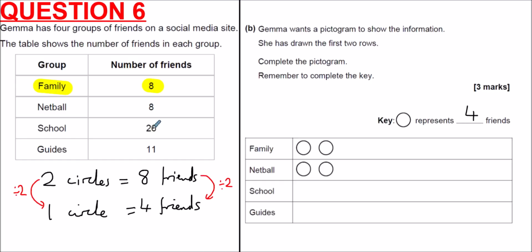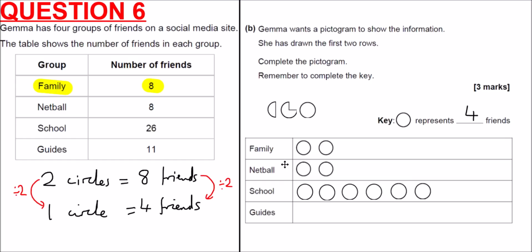So what we need to do next is to fill in for school how many circles are needed, bearing in mind that each circle represents 4 friends. And so I've got symbols here which we can use. First of all we need to go up to 26. So 1 circle's 4, a second circle would be 8, and 12, 16, 20, 5 circles is 20, a 6th circle takes us to 24.